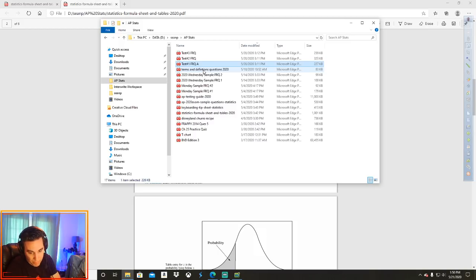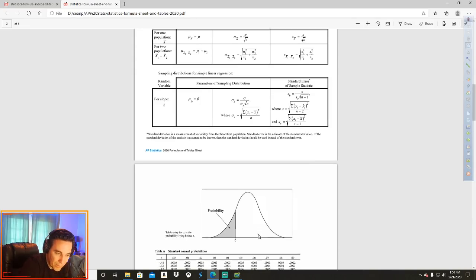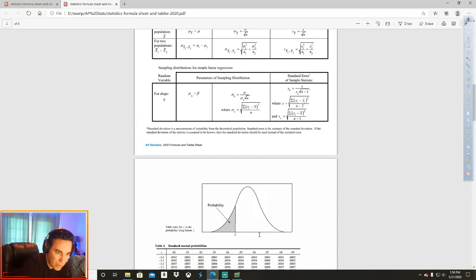Why do we check for independence on inference problems? The reason we do that would be the randomization condition and the less than 10%, because we can't use our formulas otherwise. The central limit theorem says that our distribution is normal, but it's not normal if independence is not met. If independence is not met, then the probability changes as you go through the situation, and then you don't have a normal distribution. It's because of the central limit theorem.